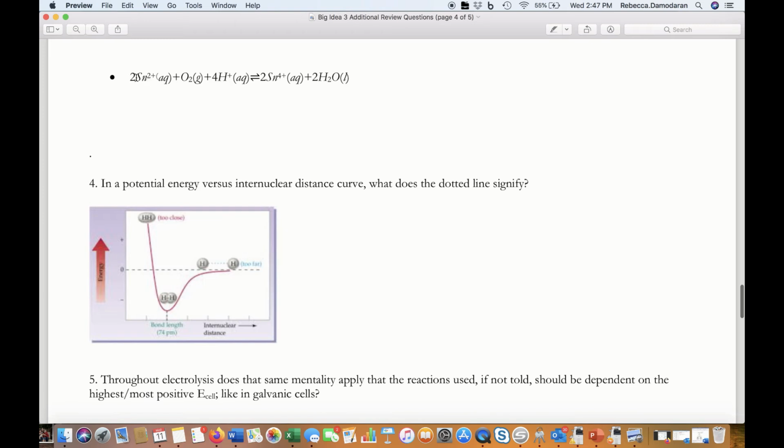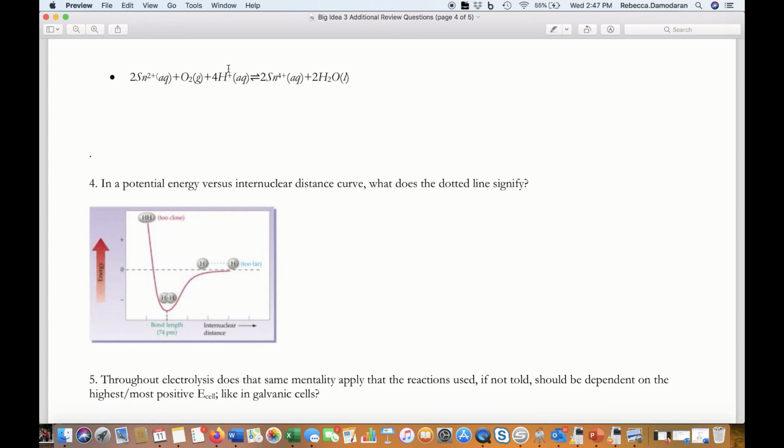For here, you've got 2+ for oxidation number, but 4+ overall, 8+ here. Oxygen here goes from 0 to -4 overall because it's -2.